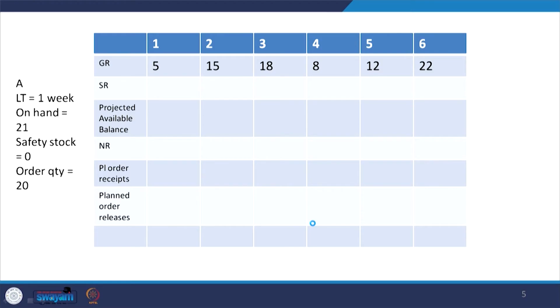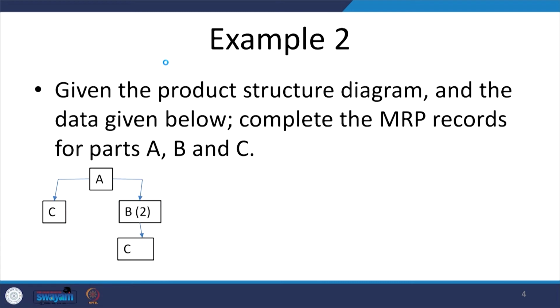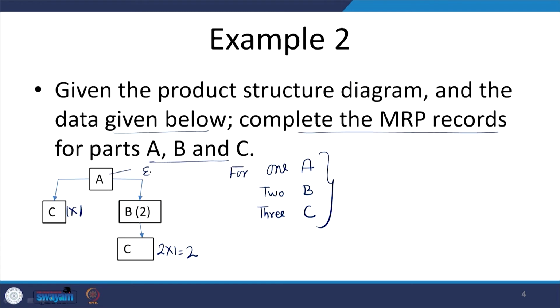So, the diagram shows the requirement, and now this is our material requirement planning. The gross requirement is given, and this is the end product. Though it is a very simple diagram, it also has 3 levels. This is level 0, this is level 1 and this is level 2.